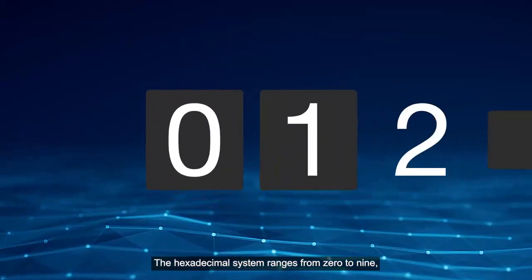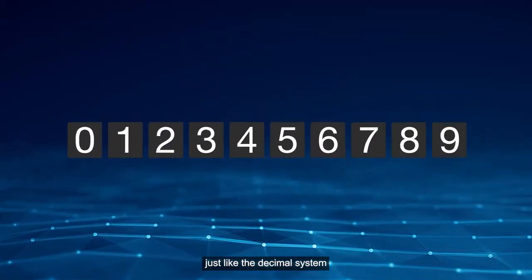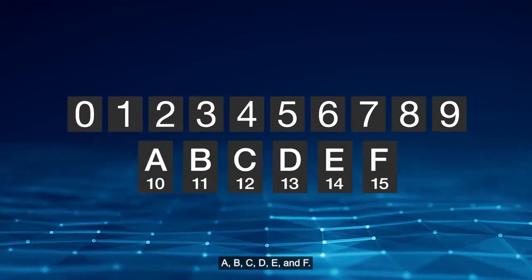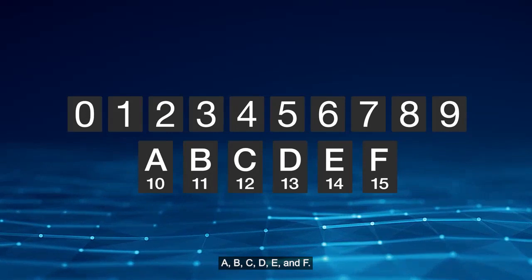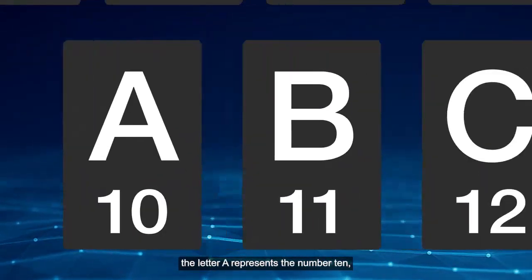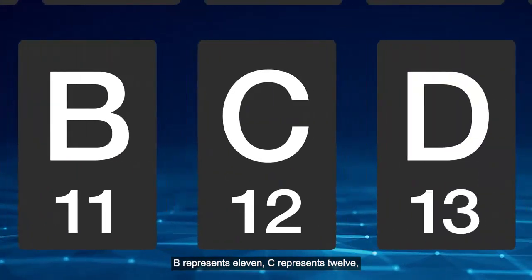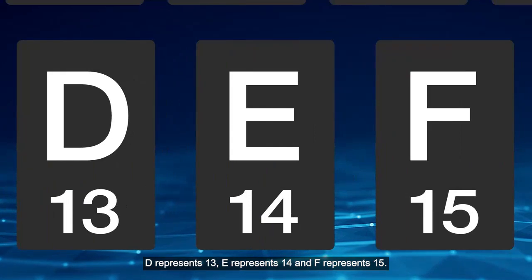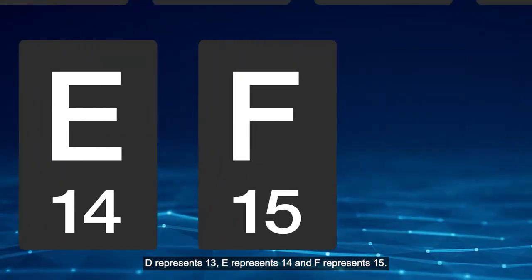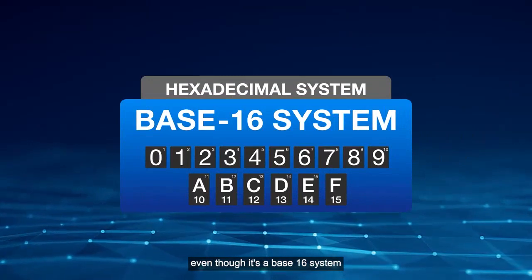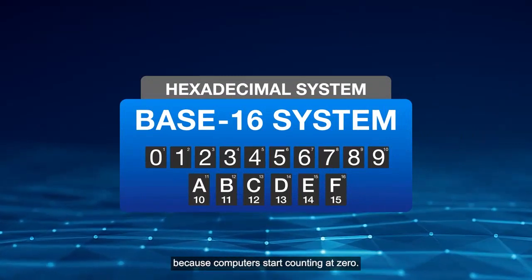The hexadecimal system ranges from 0 to 9, just like the decimal system, but the next 6 numbers are then represented by A, B, C, D, E, and F. In the hexadecimal system, the letter A represents the number 10, B represents 11, C represents 12, D represents 13, E represents 14, and F represents 15. Remember, it only goes up to 15, even though it's a base 16 system, because computers start counting at 0.